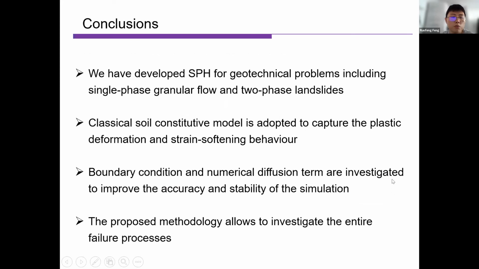So for conclusion, we have developed SPH for geotechnical problems, including single-phase ground flow and two-phase landslide. Here we adopt a classical soil constitutive model to better reproduce soil behavior, including plastic deformation and strain softening behavior. So we investigate boundary condition and numerical diffusion to improve the accuracy and stability of the simulation, and the methodology allows us to investigate the entire failure process.